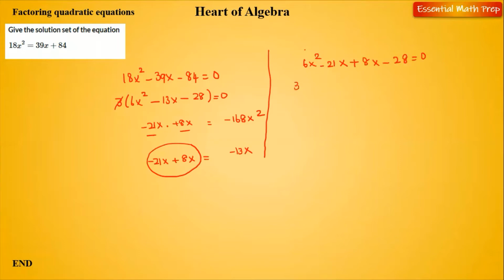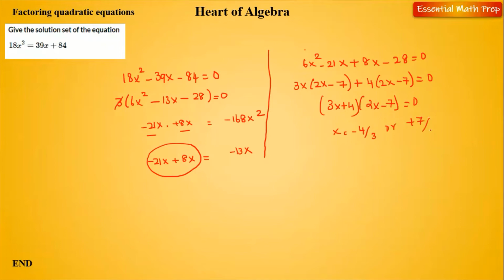Here, if we take 3x out of the bracket, we get 2x minus 7. Here, if we take 4 out of the bracket, we get 2x minus 7 equals 0. So 3x plus 4 and 2x minus 7 equals 0. So x equals negative 4 over 3 or plus 7 over 2.